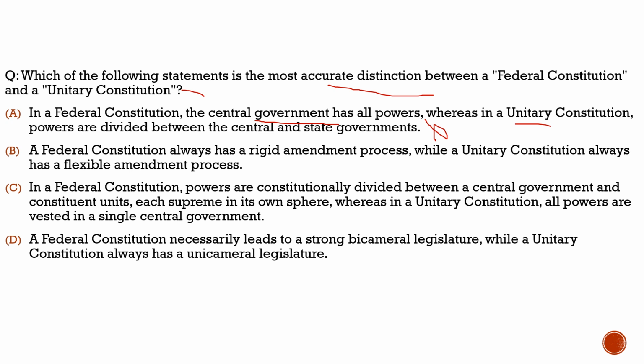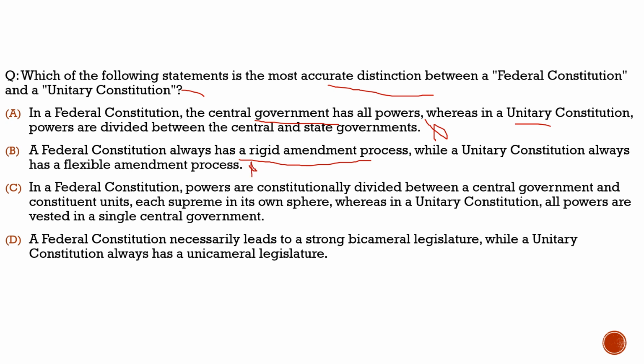Let's keep this statement here. A federal constitution always has a rigid amendment process. For federal features, definitely it has, but there are other features where there is no rigid amendment process. So definitely here we can say this statement is half correct.